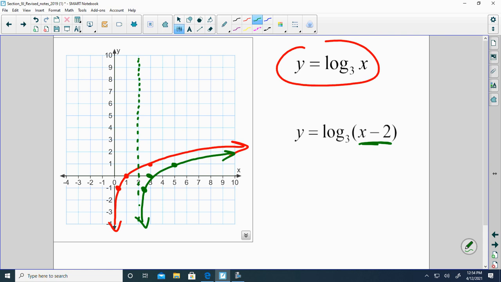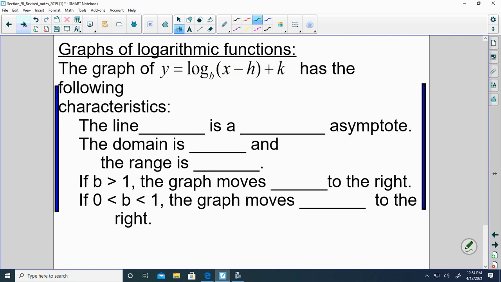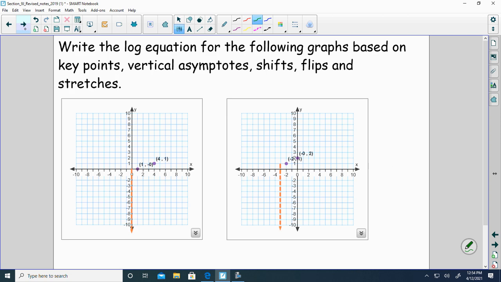This is probably where you're starting to see where the domain is getting affected. On the original, the domain goes from 0 to infinity, round bracket on the 0. Range keeps going from negative to positive infinity. All right. We got that.